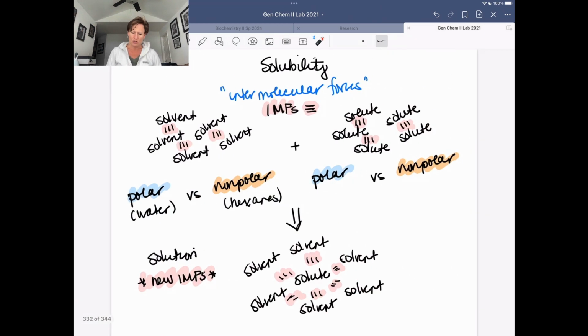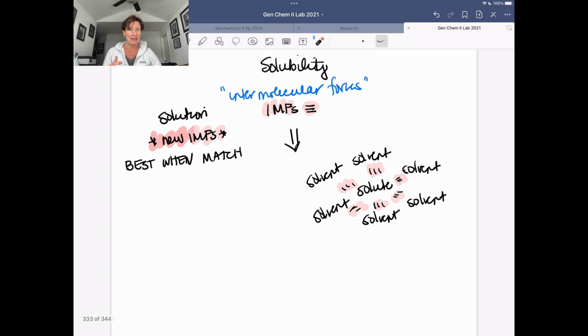So at the end of the day, we've got polar or nonpolar solvents, polar or nonpolar solutes, in this case those alcohols, and we need to think about what we're breaking apart and then getting back as we make a solution.